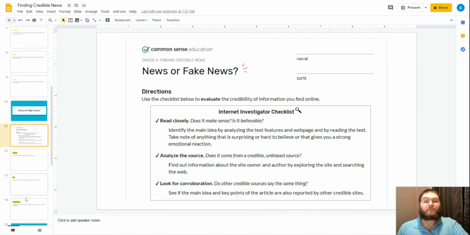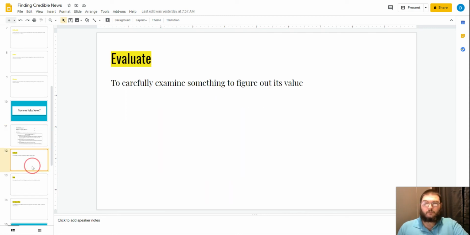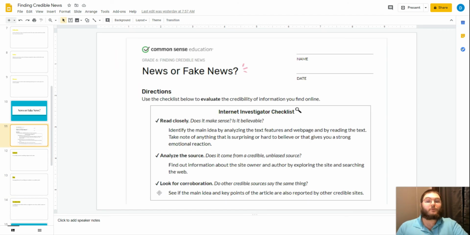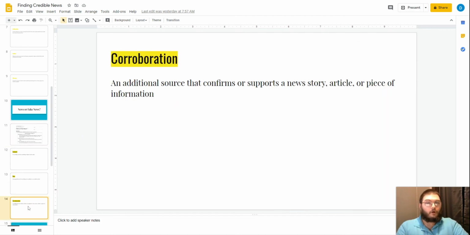Well, to answer that, we have to look at what bias is first. Bias is having a preference for one thing over another in a way that's unfair. I prefer chocolate ice cream over any other, so if I wrote an article about what's the best ice cream, I would have a bias towards chocolate. Let's go to the next part, which is look for corroboration. So, what do you think corroboration means when it says after that? Do other credible sources say the same thing? Well, corroboration is when you have additional sources that either confirm it or support it.